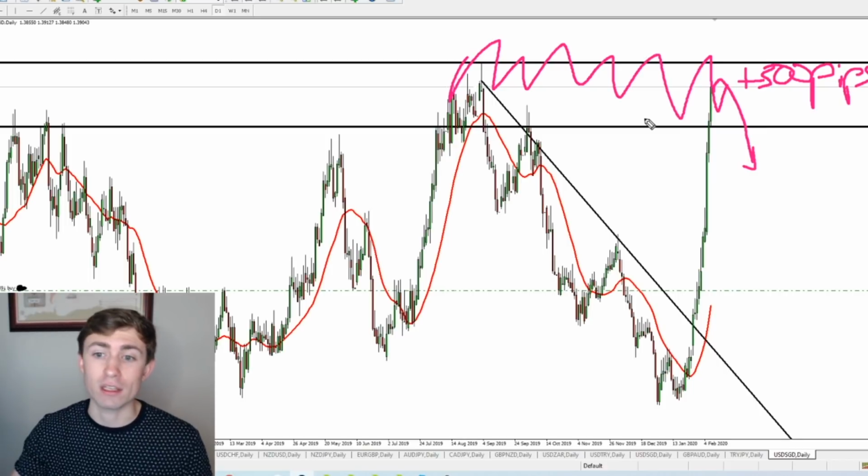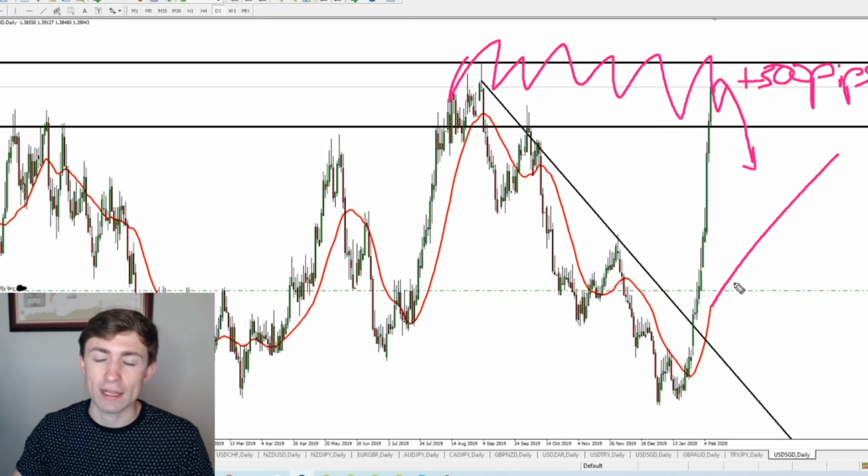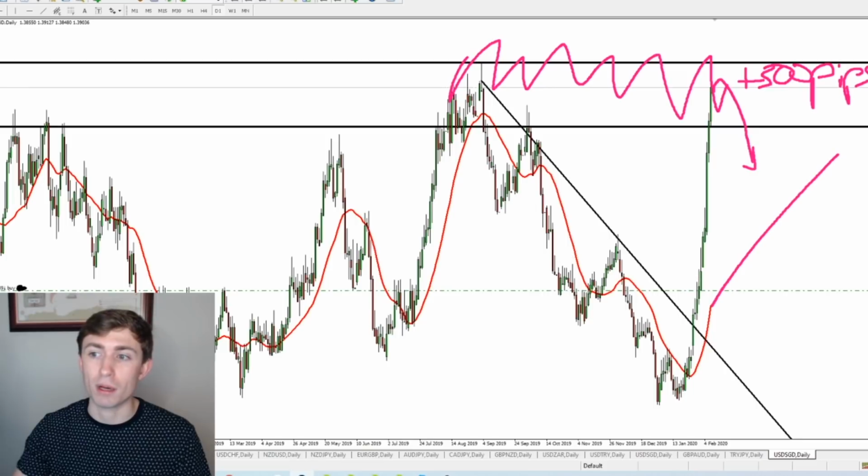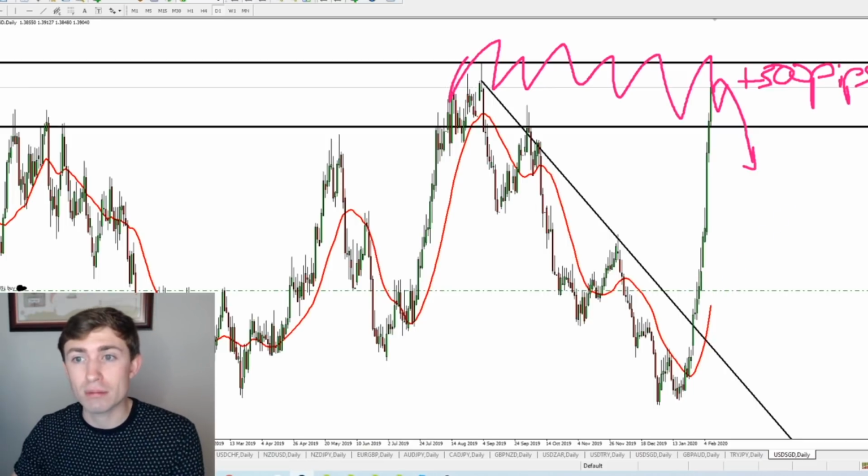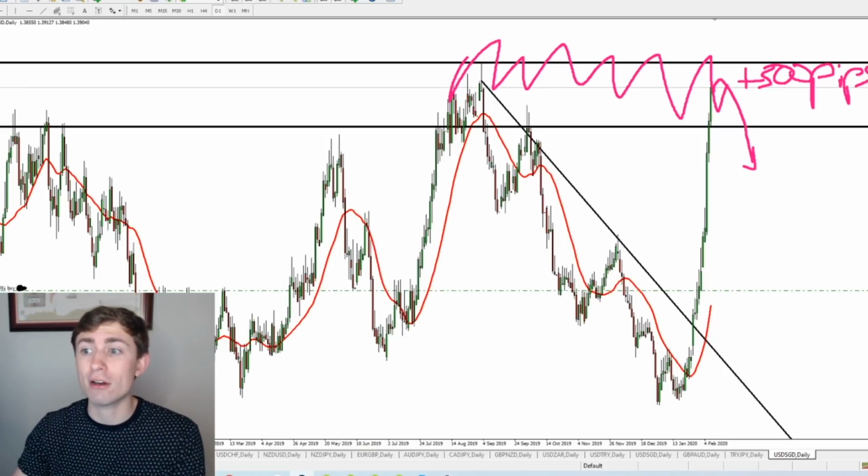And in this strategy, my exit is literally just the 20 period SMA, looking to catch as much of the move as possible. I'll be back with you guys soon with an update. Hopefully we can see how this trade plays out going forward.